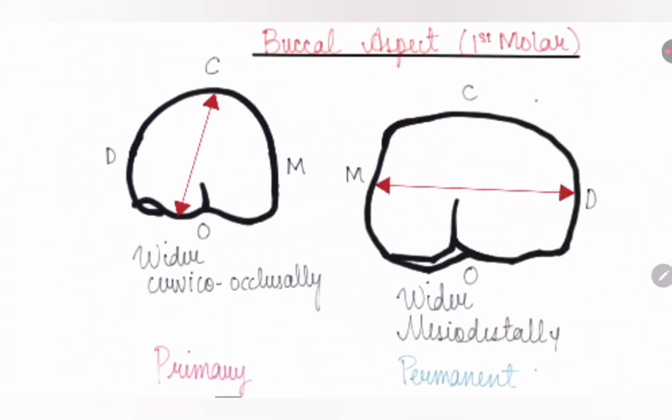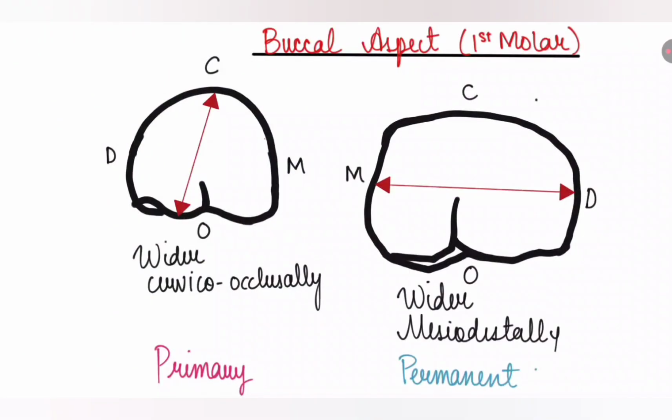Let's see it in the diagrammatical representation. So here we are seeing the buccal aspect of the first molars. Of course, this is the primary tooth, this is the permanent tooth.